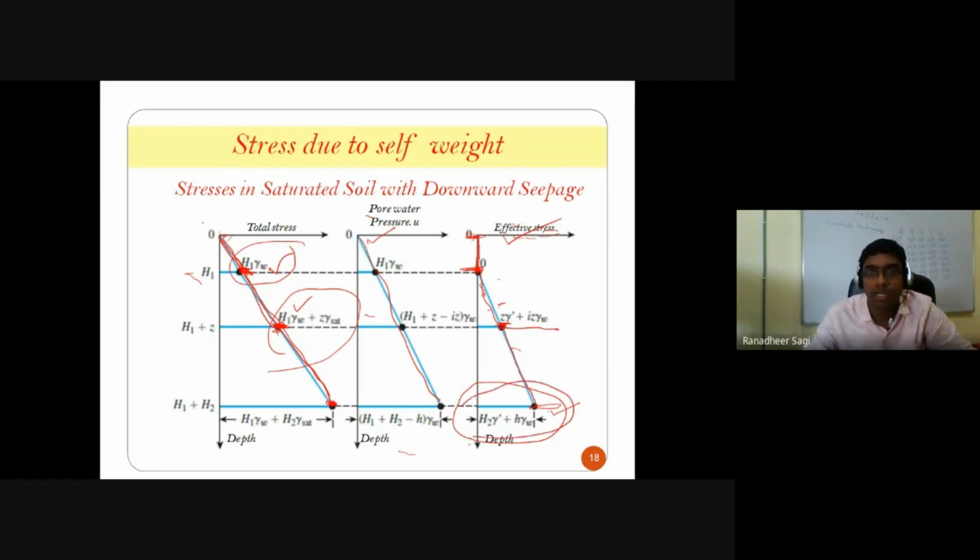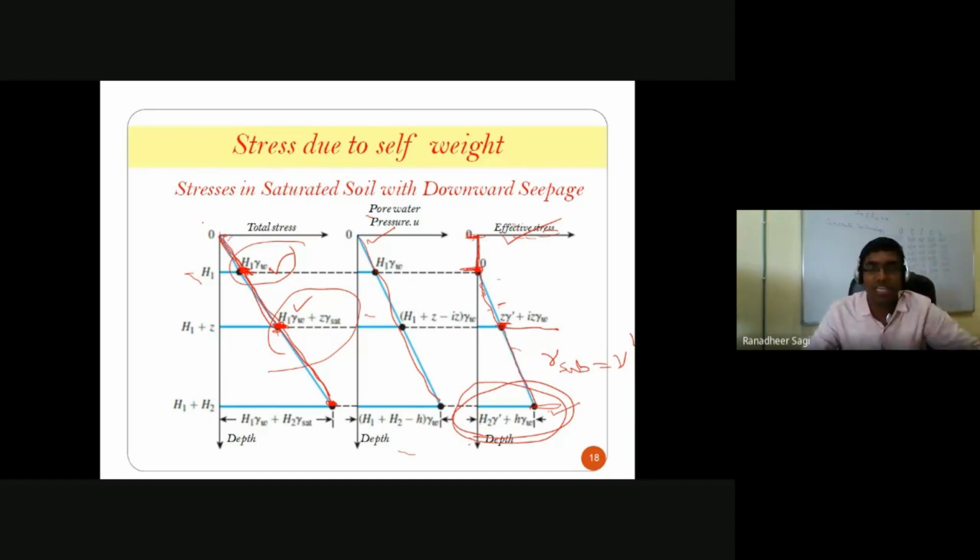Just look here. It's nothing but H2 into gamma dash. Here, gamma dash generally refers to what is called the submerged unit weight. Submerged unit weight need not always be written as gamma sub. It will also be represented as gamma dash. Wherever you see gamma dash, it is the submerged unit weight of the soil.